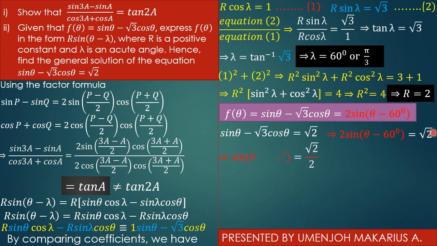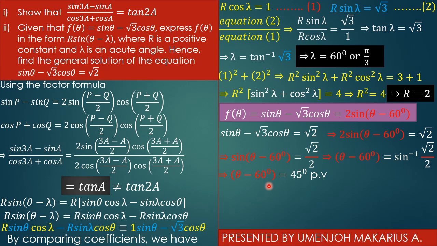Good. So by so doing, if we divide all through by 2, we are simply going to have sine of theta minus 60 degrees equal to the square root of 2 all over 2. Then friends, we are going to take the sine inverse on both sides to make theta minus 60 degrees the subject. We are going to have theta minus 60 equal to sine inverse of the square root of 2 over 2. If you punch it, you're going to have an answer of 45 degrees, or better still pi over 4. And that is our principal value, namely the first value that we have.